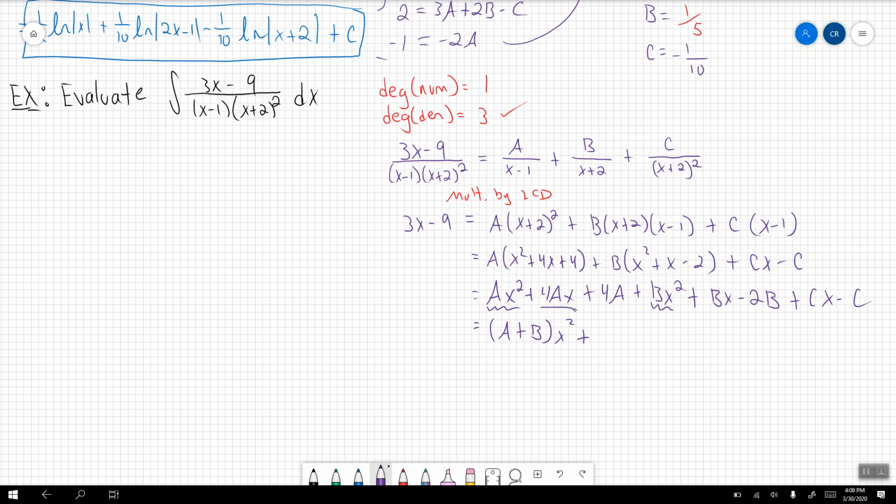Then I'm going to have all of my singular x variables together, and I'm going to factor out that x. So we're going to have 4a plus b plus c, multiplying x. There we are. Now whatever's left over, that's going to be our constants. So that's 4a minus 2b minus c. There we are. Now again, on the left-hand side, we're still left with this 3x minus 9.